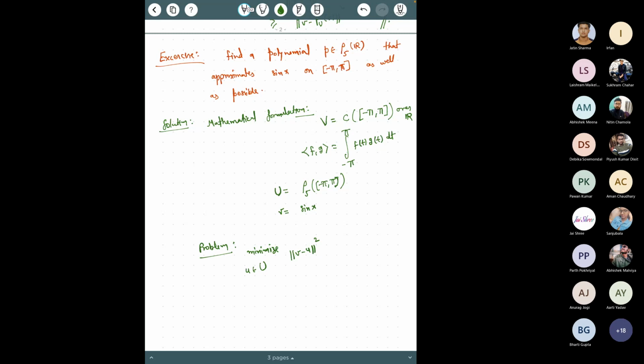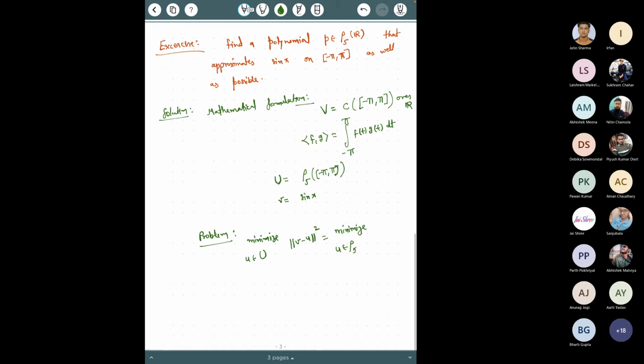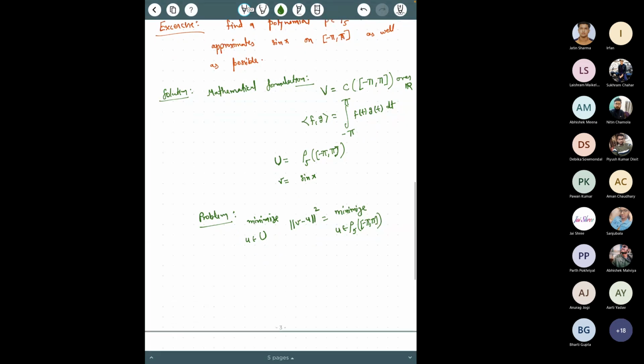Let me again write this. The solution would be, so here V is sine x. So again, let me write this in terms of the vectors given here. I have to minimize over U in U. My subspace is P5, the space of polynomial functions on this interval. So you restrict your polynomial functions on R to this interval, and then this quantity here you can just write in terms of the inner product given here.